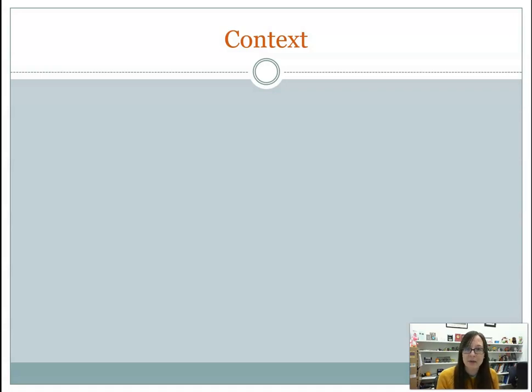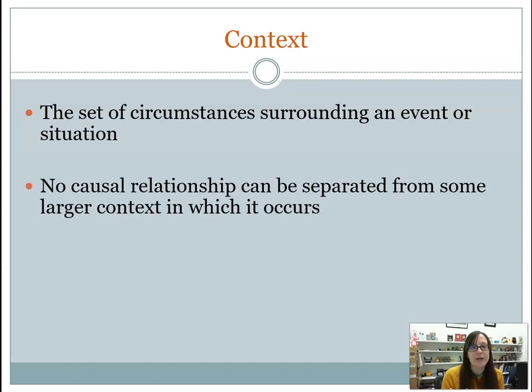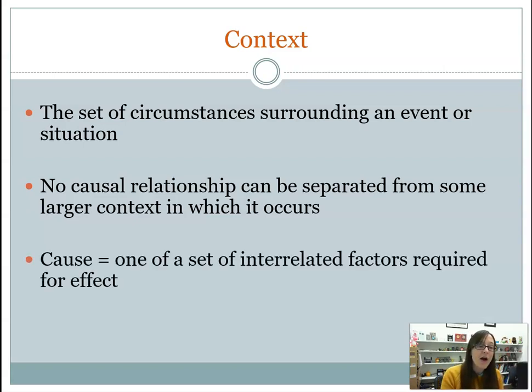And then context is the other one that's kind of not required, but it helps if you can explain the context. So the context is basically the context surrounding the event or situation that you're talking about in terms of causation. No causal relationship can be separated out from some larger context that it happens in. So a cause is just one of a whole set of interrelated factors that are required for your effect. So if you can explain, well, maybe this situation is why we see a stronger empirical association in this group versus this group, but it's there for both of them, but it's stronger here, and here's why.